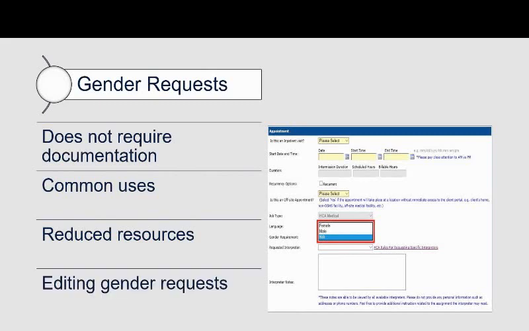You can always edit gender requests. So if you've requested, say, a female interpreter, and you notice that 2 days out to the appointment you haven't had any luck in securing an interpreter, you can always change that back to NA, and that will then open it up to the entire resource pool of interpreters in your area.